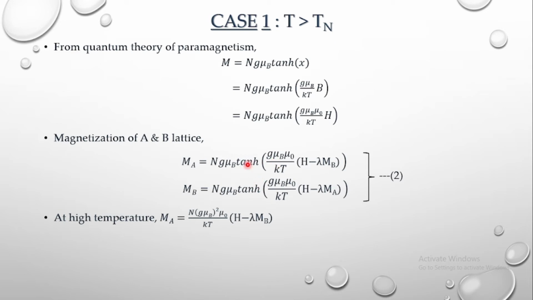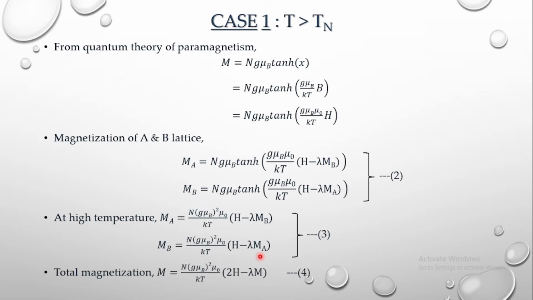So MA equals N g mu B into g mu B, that is g mu B whole squared, mu naught divided by kT into this part as it is. Similarly, MB will be equal to N g mu B whole squared into mu naught by kT into H minus lambda MA. Let us call it the set of equation number 3. So these are the magnetizations for the separate A and B lattices.